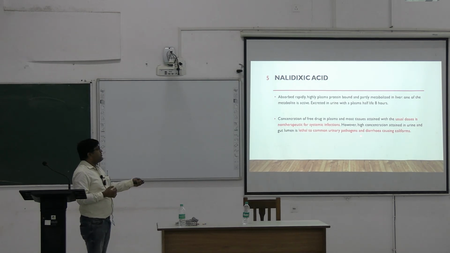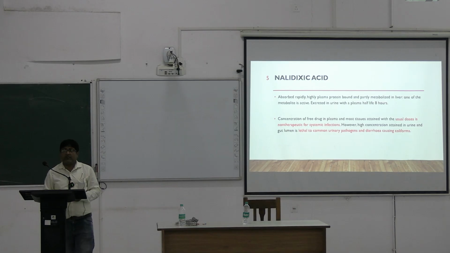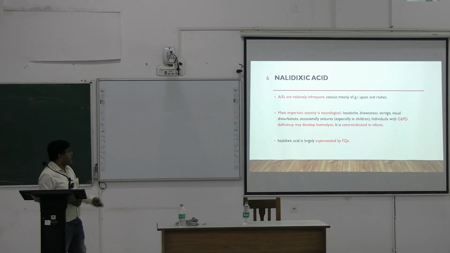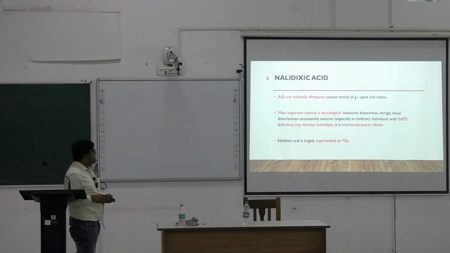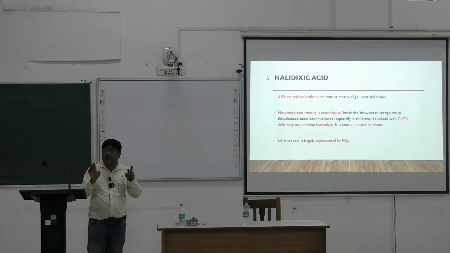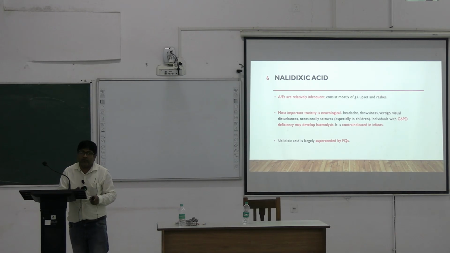They are lethal to common urinary pathogens and diarrhea causing coliforms. Adverse effects are relatively infrequent, consisting mostly of gastrointestinal upset and rashes. Most important toxicities are neurological: headache, drowsiness, anxiety, vertigo, visual disturbance. Occasionally seizures can be seen. Individuals with G6PD deficiency may have hemolysis if they take Nalidixic acid. Nalidixic acid is rarely used nowadays, and its use has been superseded by fluoroquinolones.